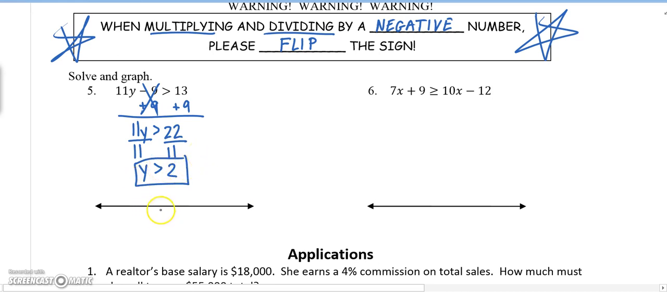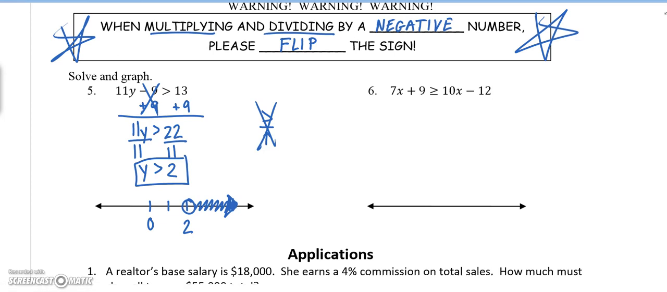And then to graph it, I like to plot 0 just to give me a frame of reference. And then that means 2 is 2 units to the right. Since it's strictly greater than, that means it doesn't have that little line below it. Right? It's strictly greater than. We do an open circle. And I want to shade the numbers that are greater than 2, so bigger than 2. That means to the right. All right, and there's my answer.